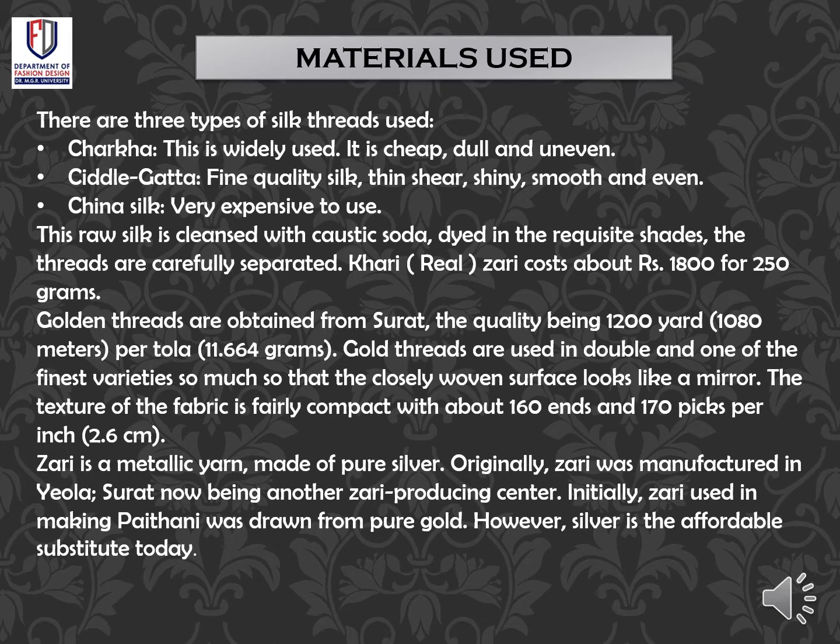The texture of the fabric is fairly compact with about 160 ends and 170 picks per inch. Zari is a metallic yarn made of pure silver. Originally, zari was manufactured in Yeola, Surat now being another zari producing center. Initially, zari used in making Paithani was drawn from pure gold. However, silver is the affordable substitute today.